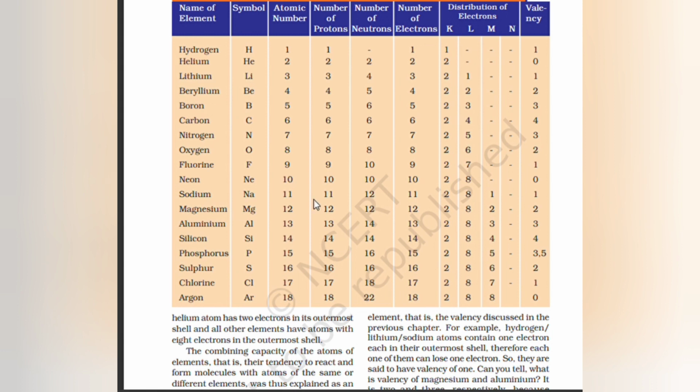Sodium Na, atomic number 11, number of protons 11, number of neutrons 12, number of electrons 11, K shell 2, L shell 8, M shell 1, valency 1. Magnesium Mg, atomic number 12, number of protons 12, number of neutrons 12, number of electrons 12, K shell 2, L shell 8, M shell 1, valency 1. Magnesium Mg, atomic number 12, already discussed.